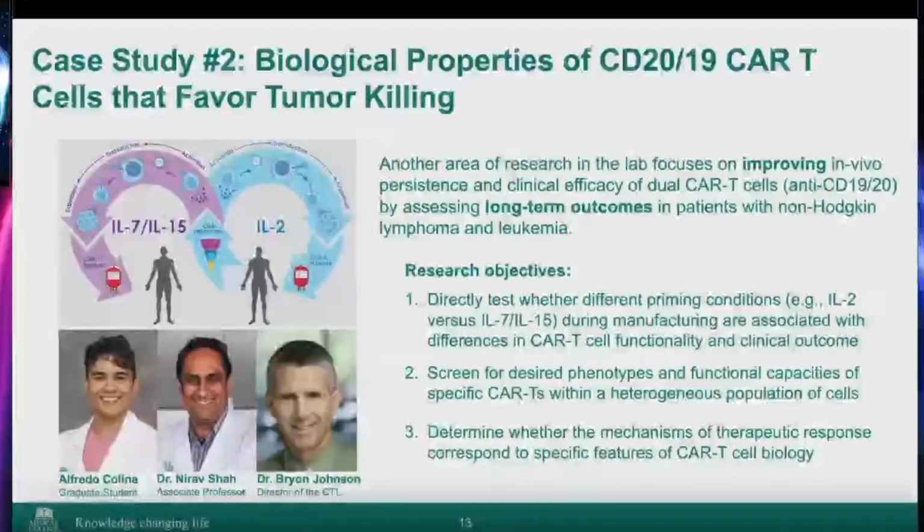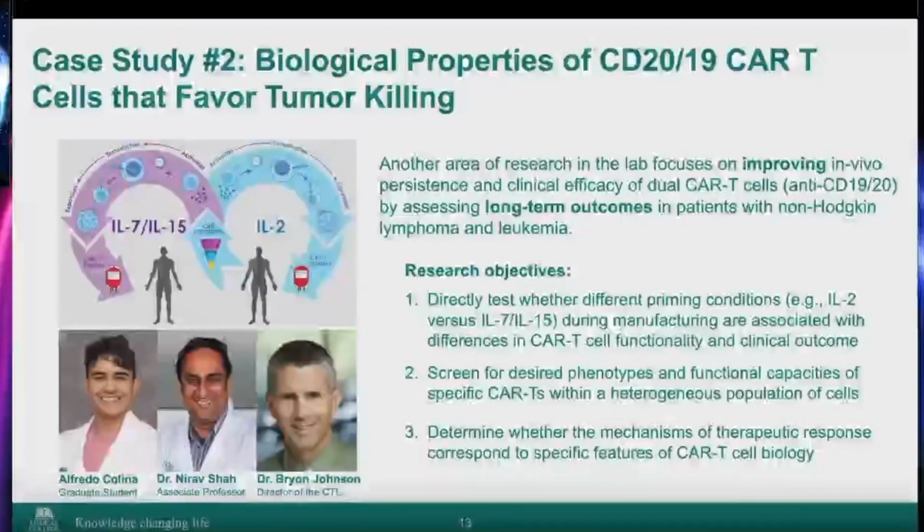And so switching gears to our second case study, this study was actually led by a graduate student in the lab, Alfredo Colina, in collaboration with Dr. Narav Shah, who's the clinician who's actually giving these CAR T cells to patients, and then Dr. Brian Johnson, who was the former director of the cell therapy lab here at the Medical College of Wisconsin. And so in case study 2, we're really looking at trying to identify the biological properties of these bispecific anti-CD19, CD20 CAR T cells that favor tumor cell killing.